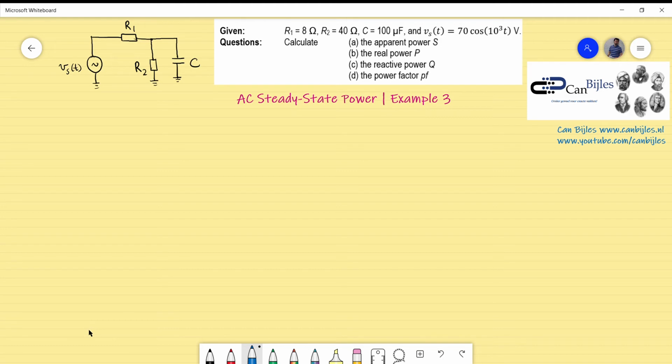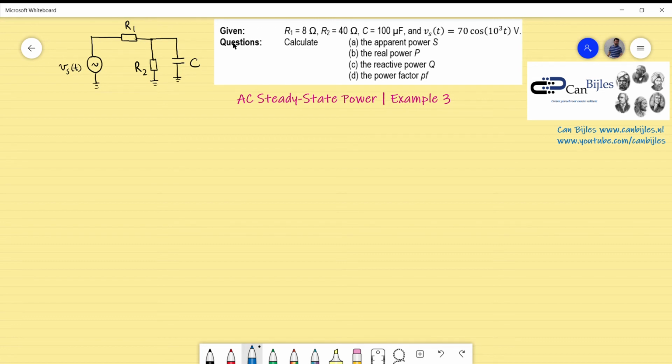We continue with the subject of AC steady-state power analysis. This is our example number 3. In this case we have a different RC circuit compared to example number 2. We have two resistors, one capacitor, and one voltage source, which is shown here, and the values for those four elements are shown here.